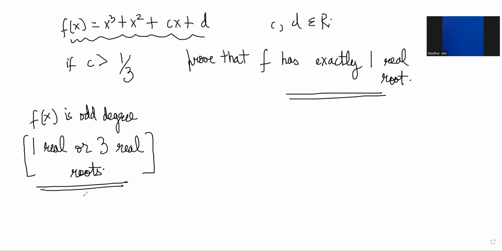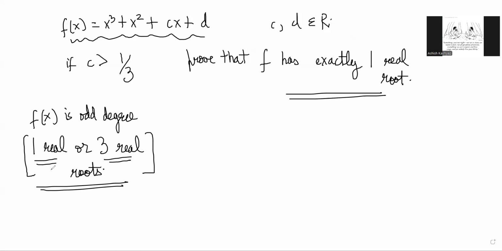Because, sir, if one is imaginary, then the other will also be its conjugate root only. Because c and d are real, other coefficients are one, all coefficients are real basically, then any imaginary root will occur in pairs, right? So if there is an imaginary root, it will occur in pairs. If there is no imaginary root, there will be three real roots, right? I hope that is clear to everyone. Yes, sir.